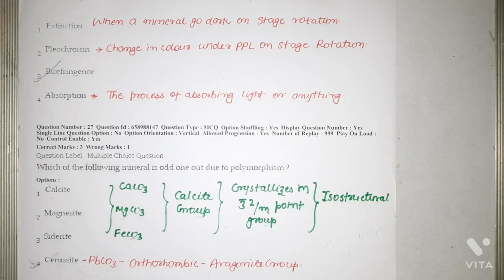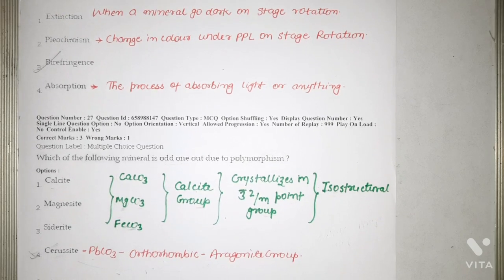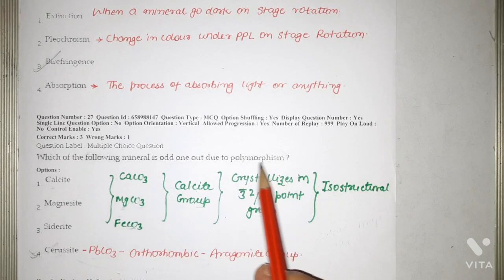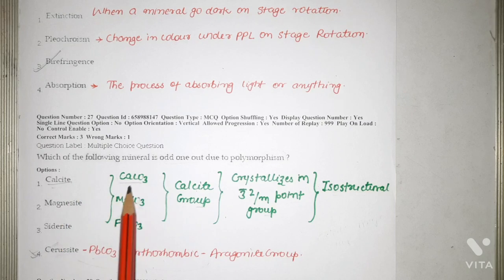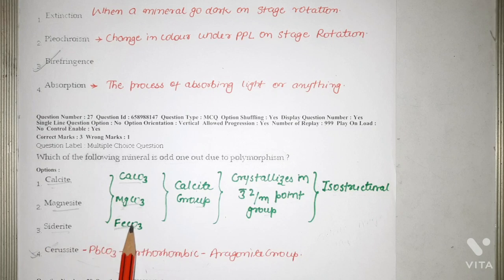The next question is, which of the following minerals is the odd one out due to polymorphism? Now first let us check these minerals. First one is calcite. Calcite has the chemical composition CaCO3, magnesite has MgCO3, siderite has FeCO3, and cerussite has PbCO3.